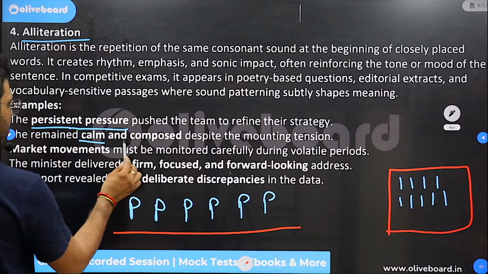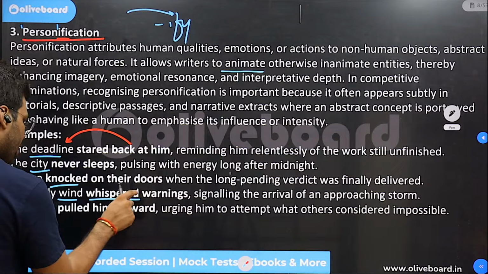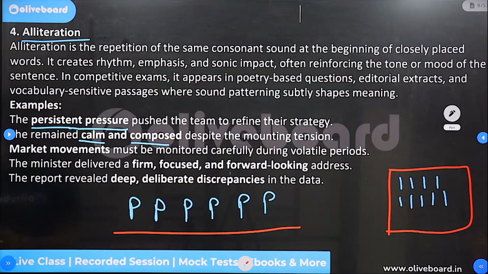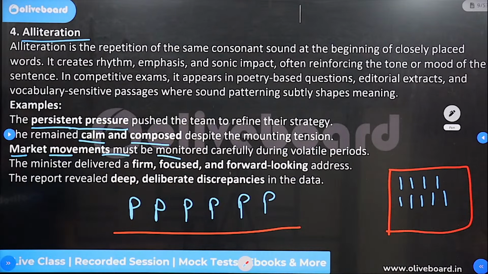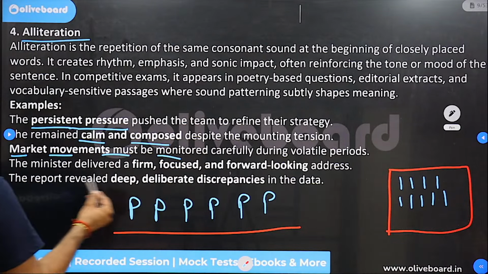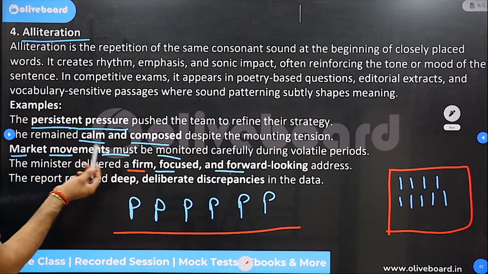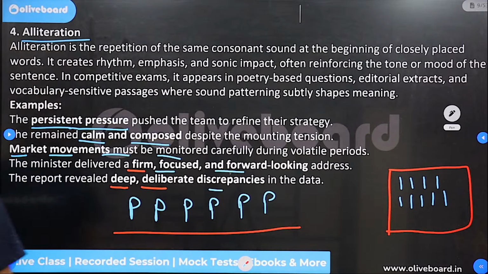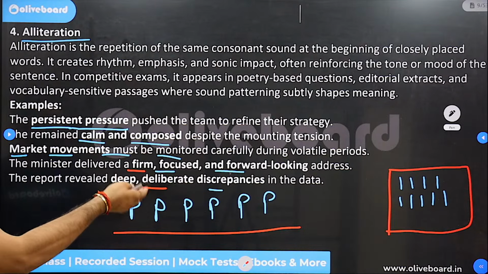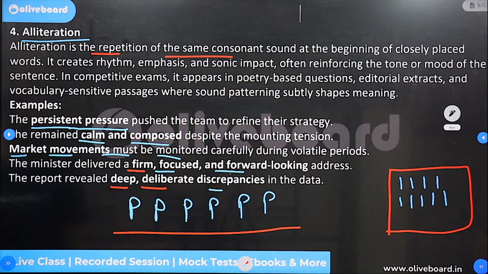She remained calm, composed. That's why I said the wind whispered warnings is alliteration. Market movements must be monitored. Minister delivered a firm, focused, forward-looking address. FFF, MMM, CCC, PPP. The report revealed deep, deliberate discrepancies in the data. Peter Piper picked a peck of pickled peppers. So the repetition of the same consonant sound at the beginning of closely placed words is called alliteration.